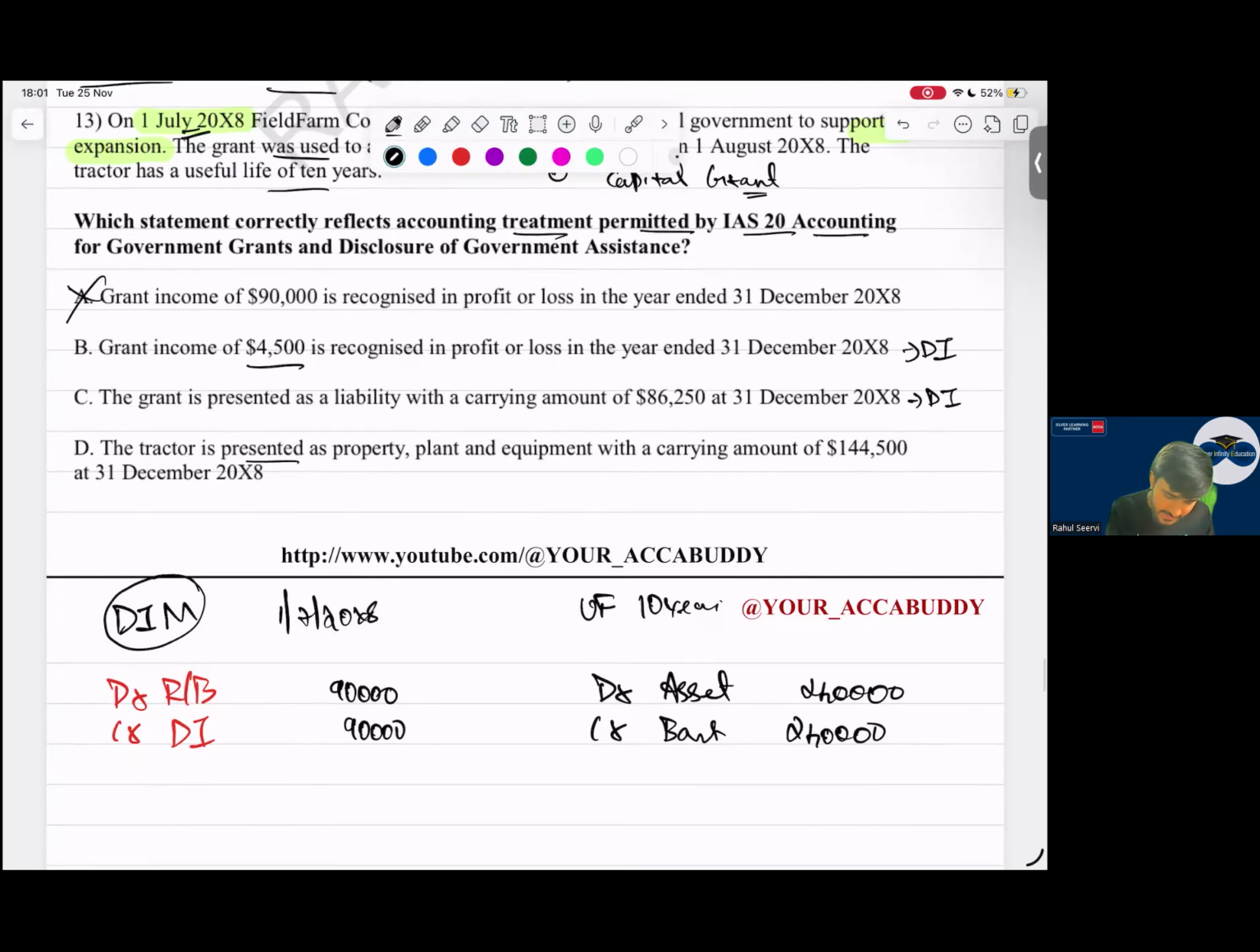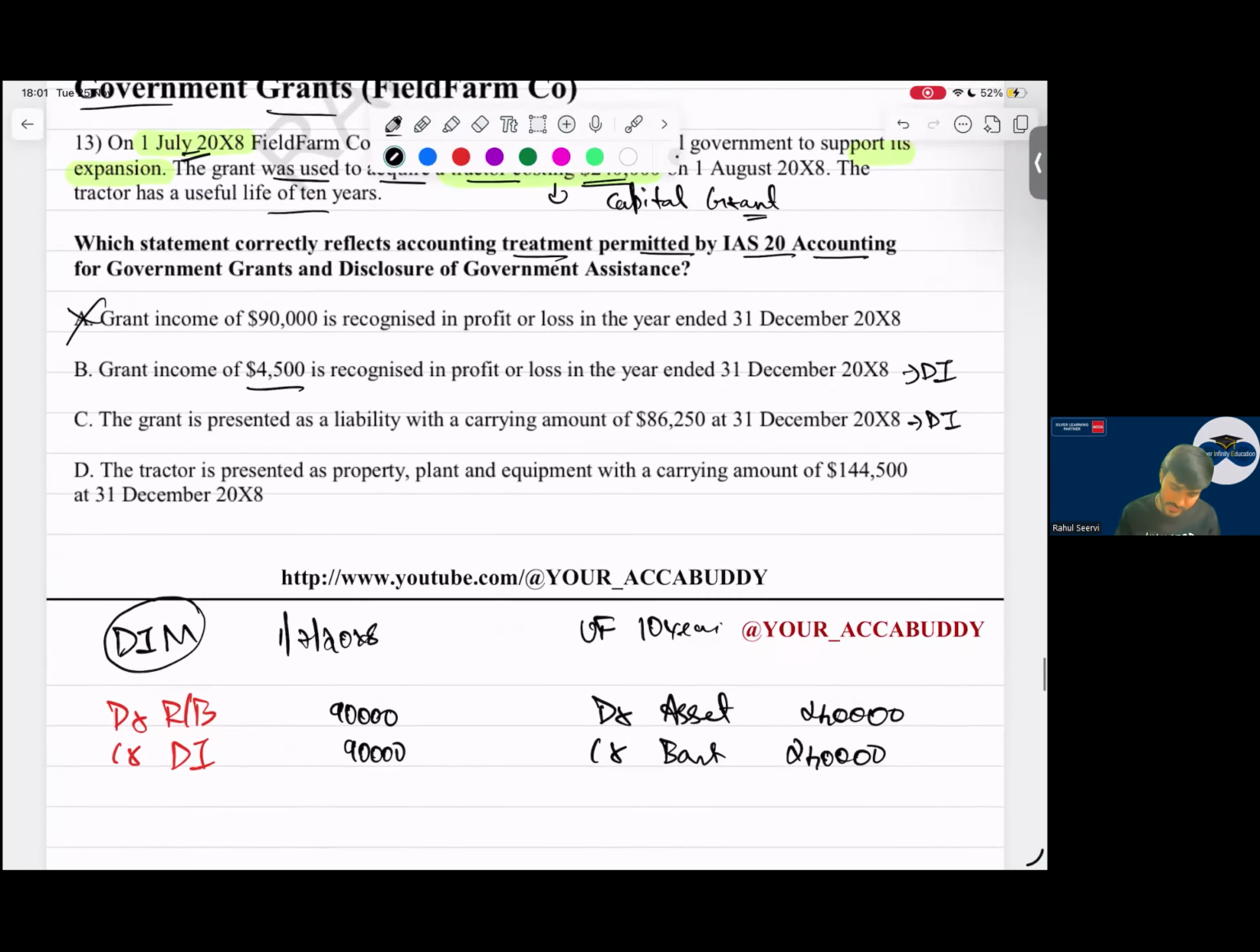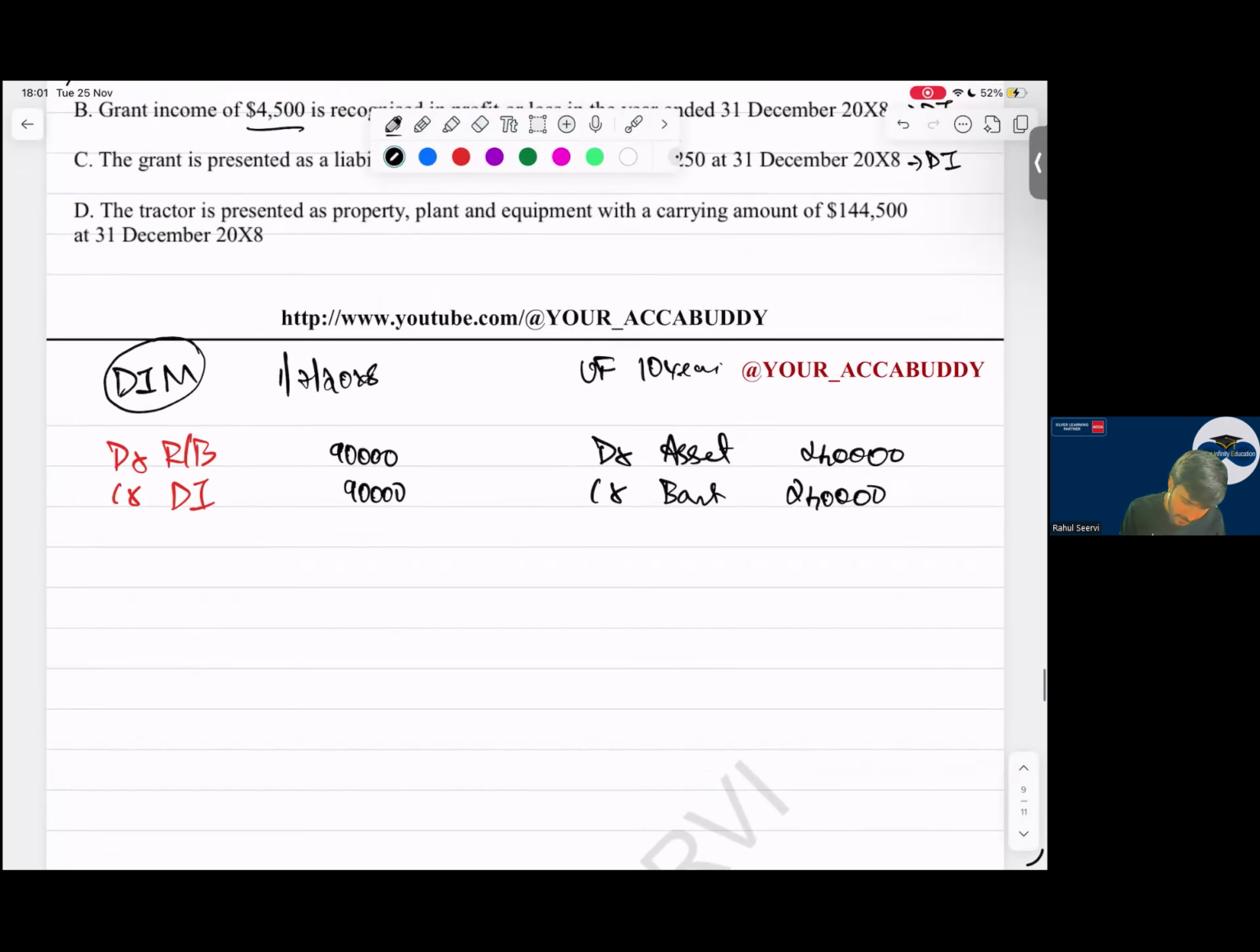Then the tractor is represented as PPE with a carrying amount of 144,500 at 31st December 2008. I think this can be the reduction in the value of the asset. Let us check now, they have not specified. If I do the reduction method, my PPE was 240,000 minus 90,000. If I reduce this today only, it is 150,000, and this I will depreciate for 10 years.